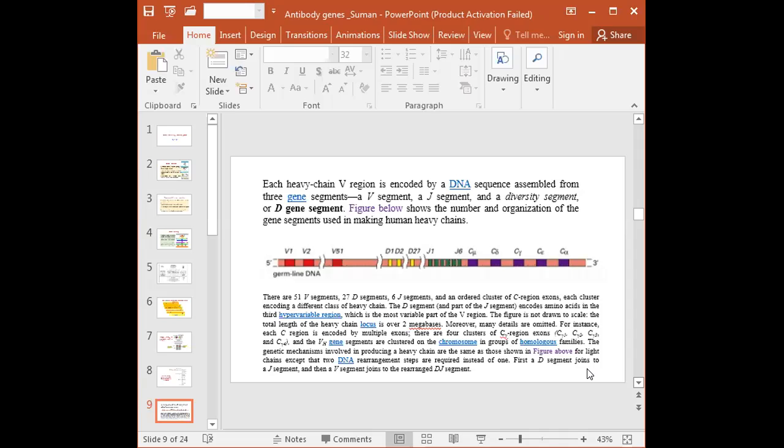So the duplicated pattern suggests that the CH locus evolved by duplication of this group of genes. And there is a region that is known as the D region, a D gene segment. So the VH gene segments are located upstream from the CH genes.